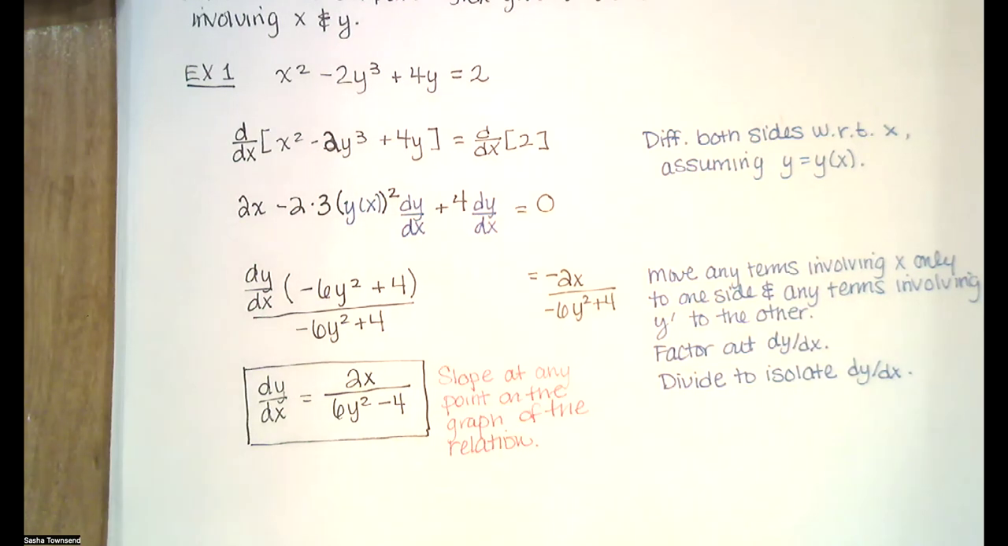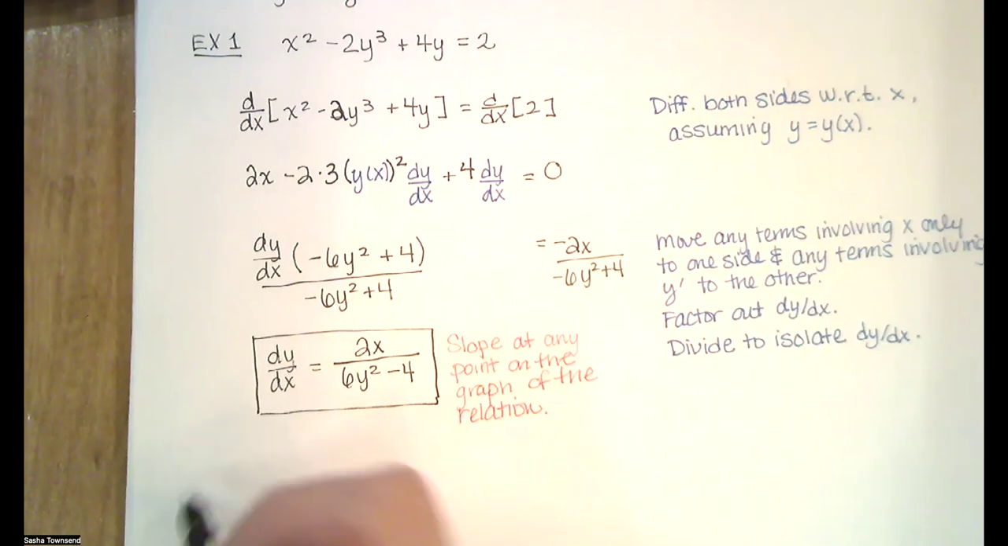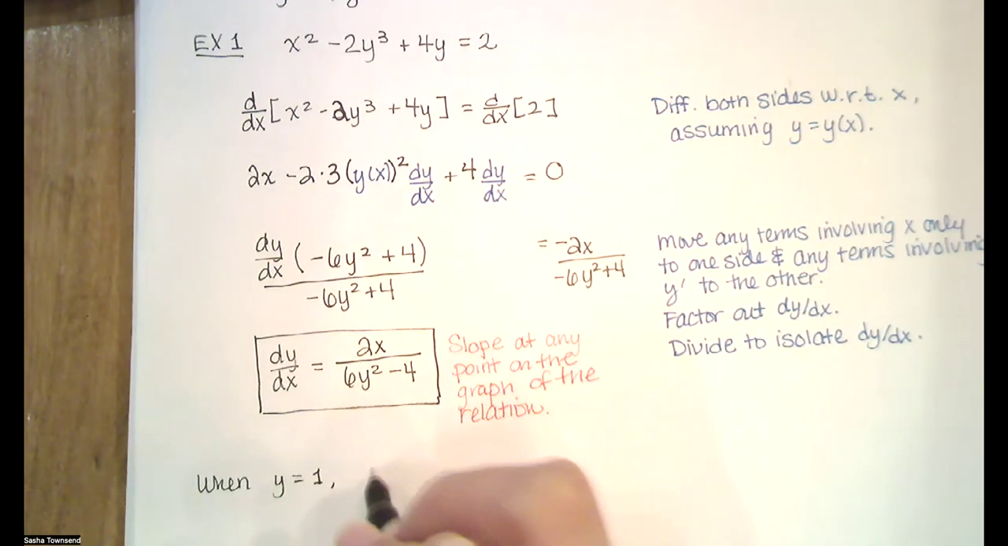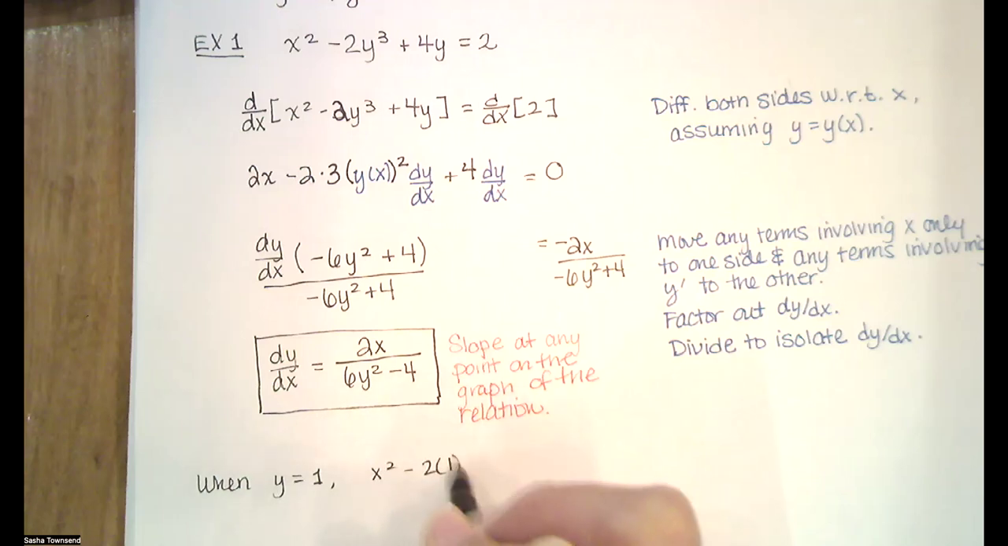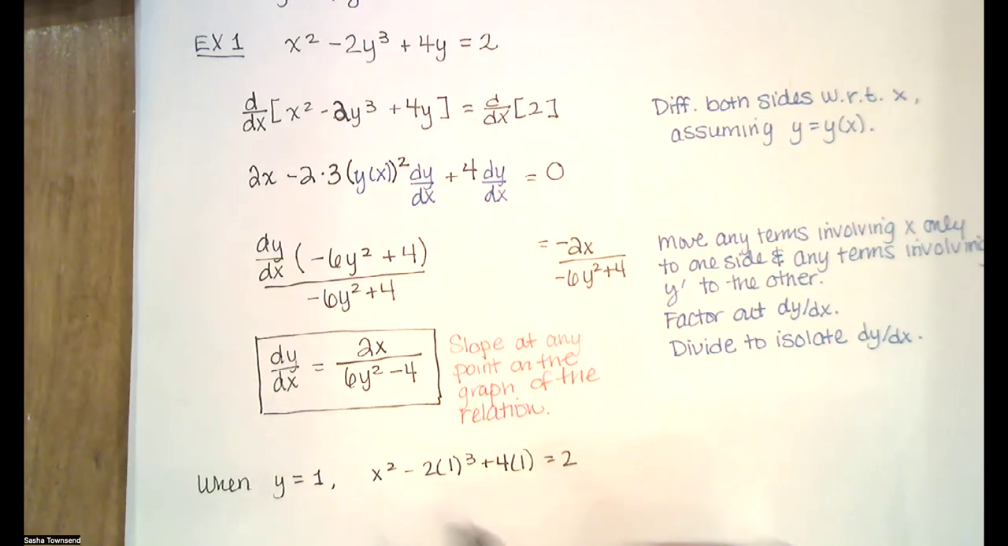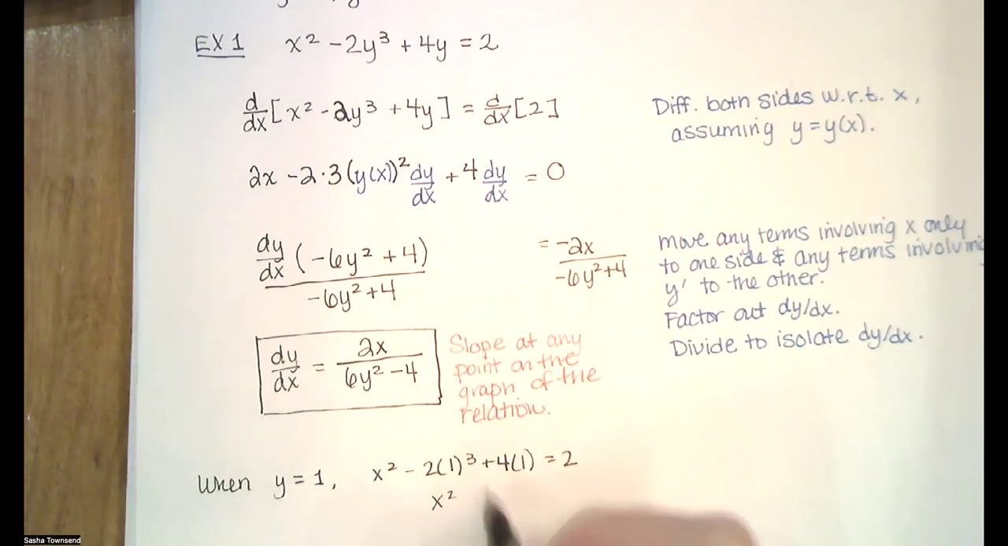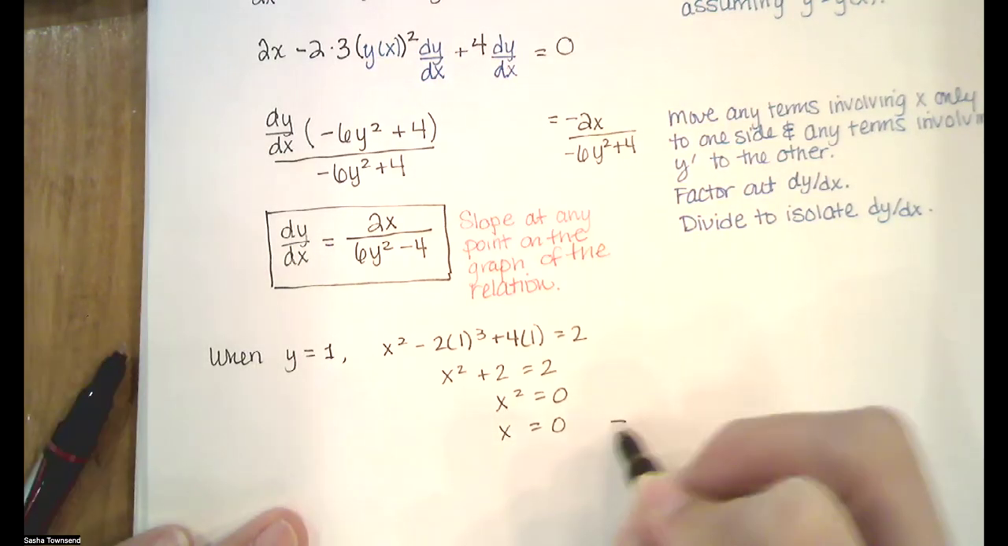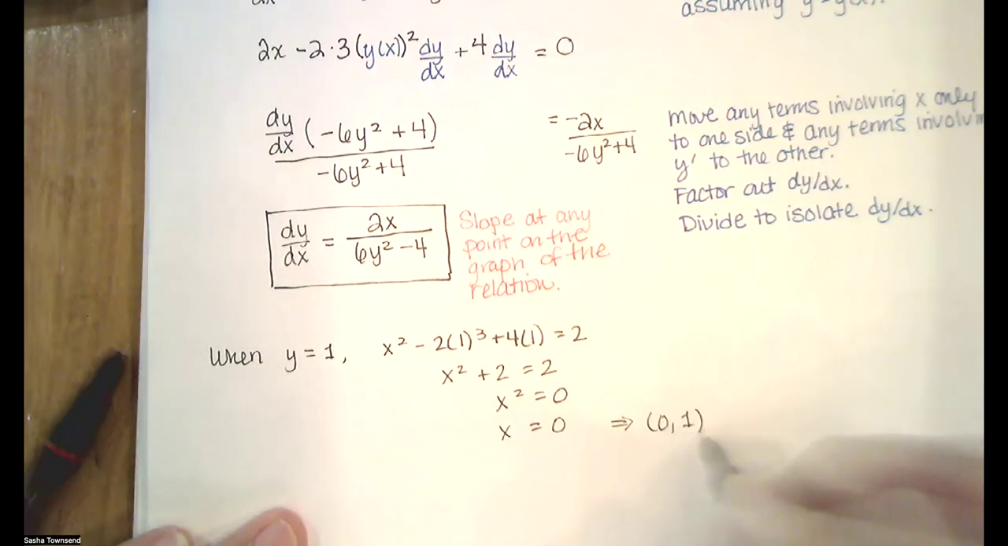For example, if y is equal to 1, we have x squared minus 2 times 1 cubed plus 4 times 1 equals 2. So we just end up with x squared plus 2 equals 2. So x squared equals 0. So that means x equals 0. So that means the point x equals 0, y equals 1 is on the curve.